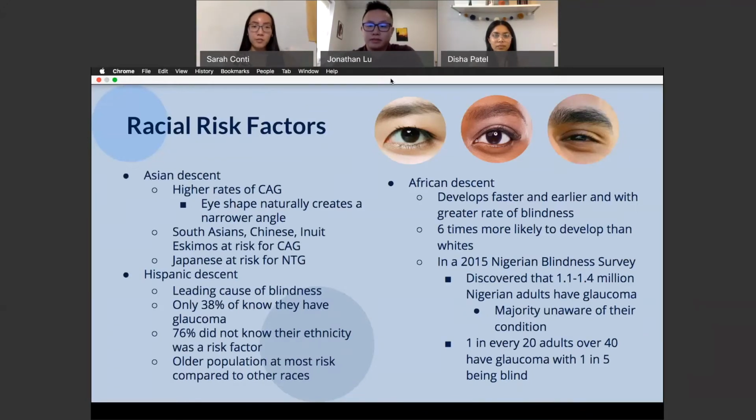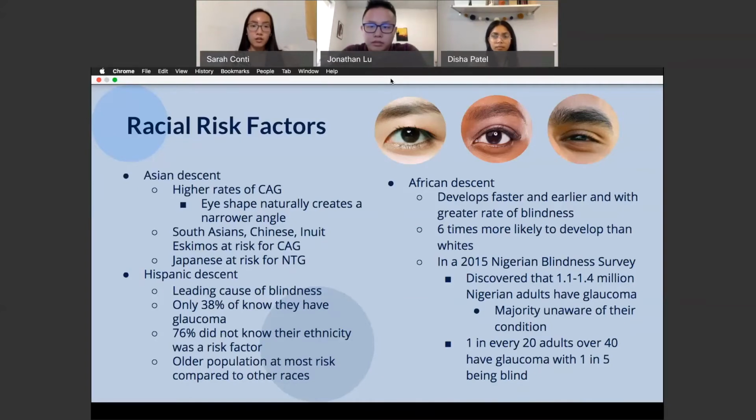Asians are much more likely to be affected by closed angle glaucoma because their eye shape naturally creates a narrower angle. Studies have shown that South Asians, Chinese, and Inuit Eskimos specifically have a significantly higher risk of developing closed angle glaucoma. In China, closed angle glaucoma accounts for 90% of all cases of blindness. For the Japanese, they actually have a lower risk of closed angle glaucoma, but a higher risk for normal tension glaucoma. Among Hispanics, open angle glaucoma is the leading cause of blindness.